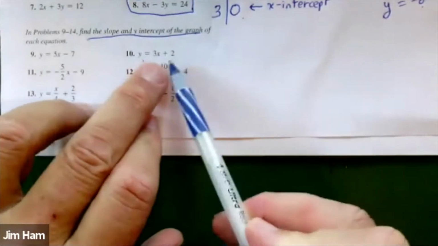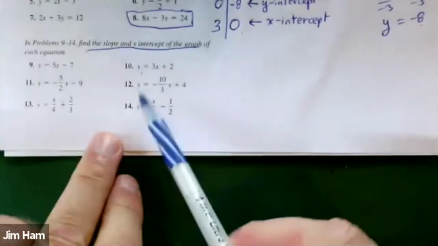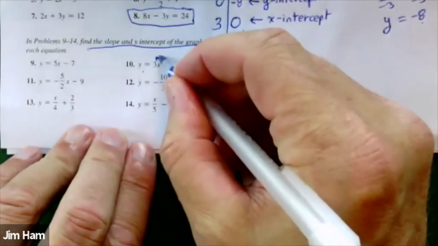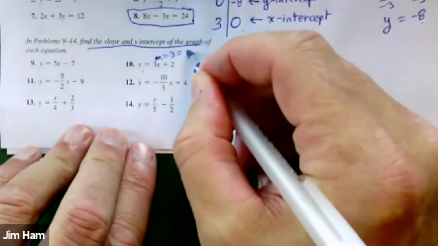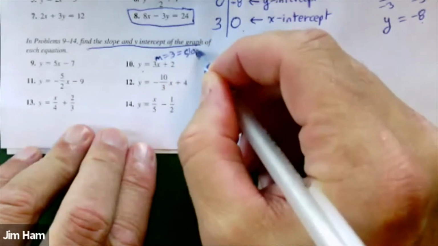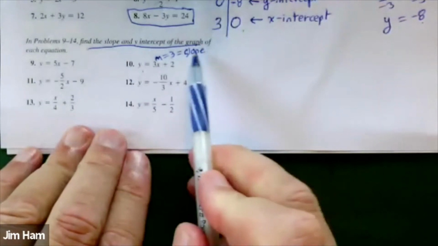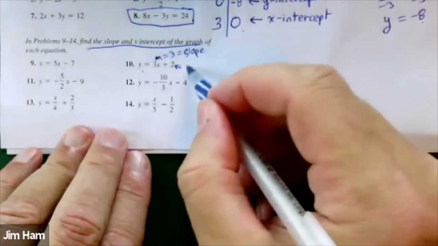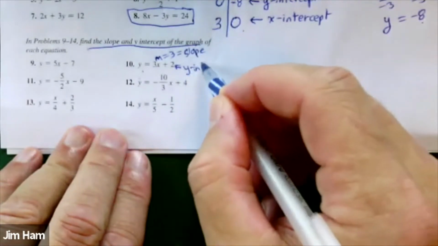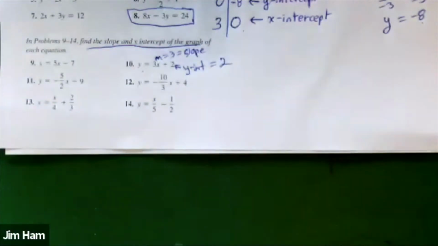Y equals 3x plus 2. All of these equations are solved for y. So the number in front of the x is the 3. And that's the slope. So the slope is 3, and then the y-intercept is the number that stands alone. And so the y-intercept is 2.